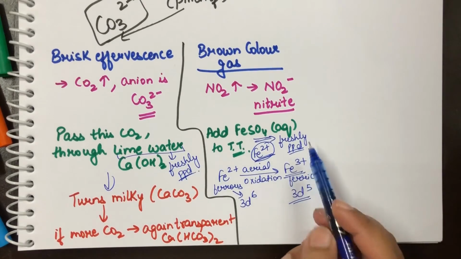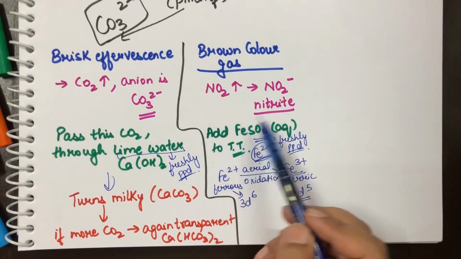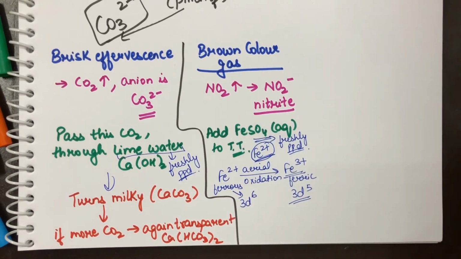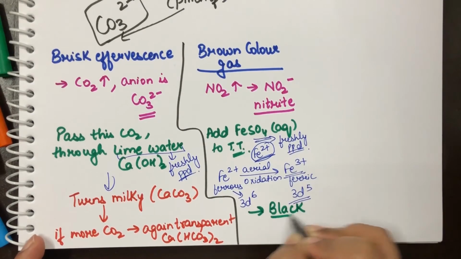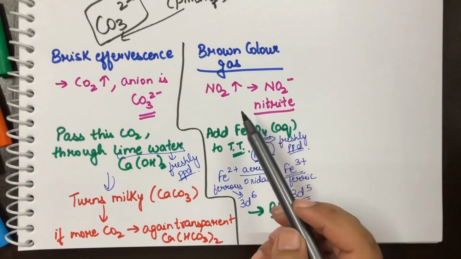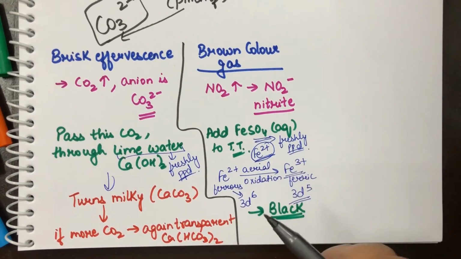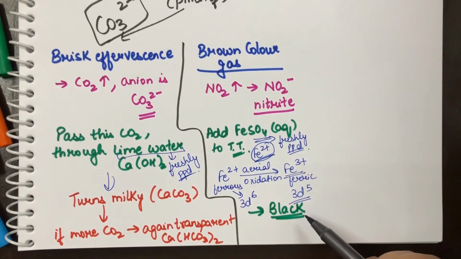Now what will happen, the moment you add FeSO4 to the test tube from which the brown gas was escaping, your color changes to black. Your solution converts to black. Earlier, what was it? It was a transparent solution of salt with H2SO4 from which the brown gas was escaping. Now the solution has become black.